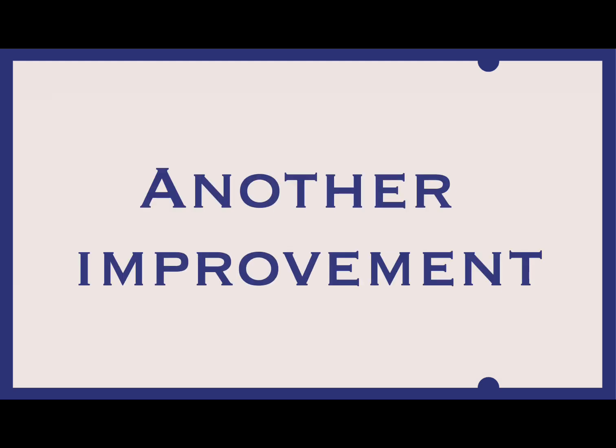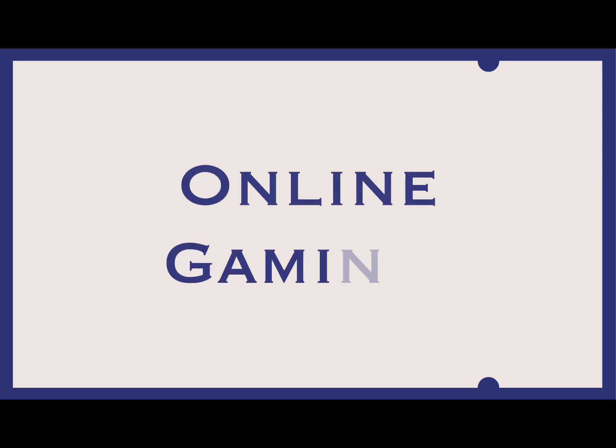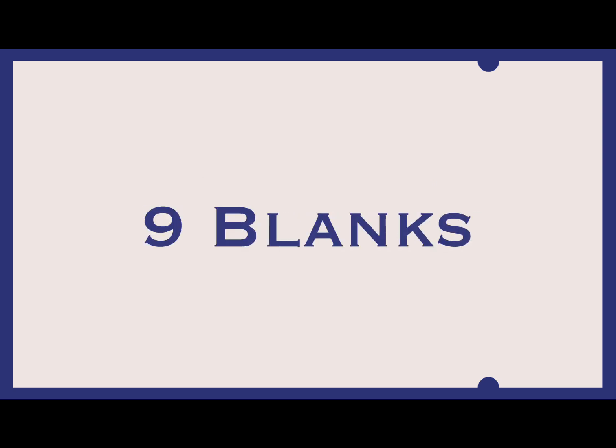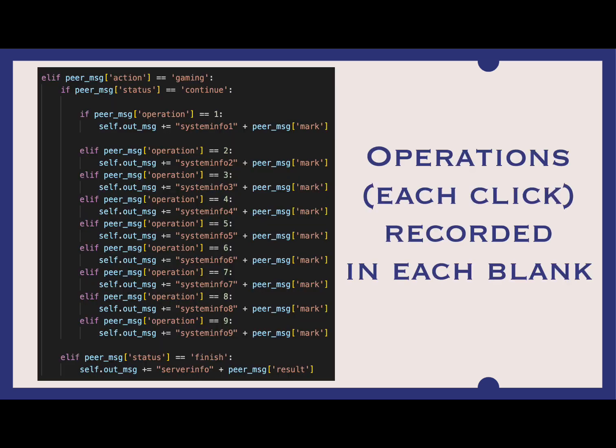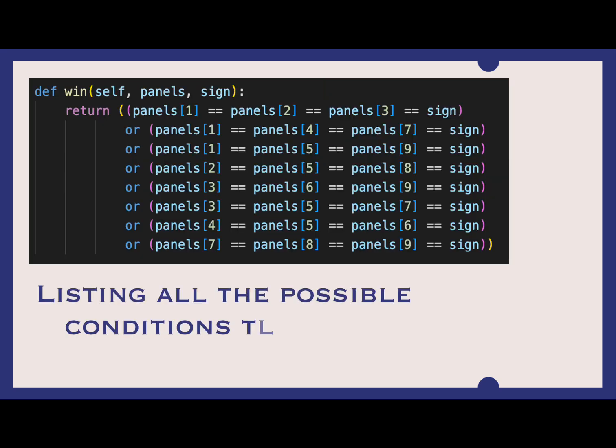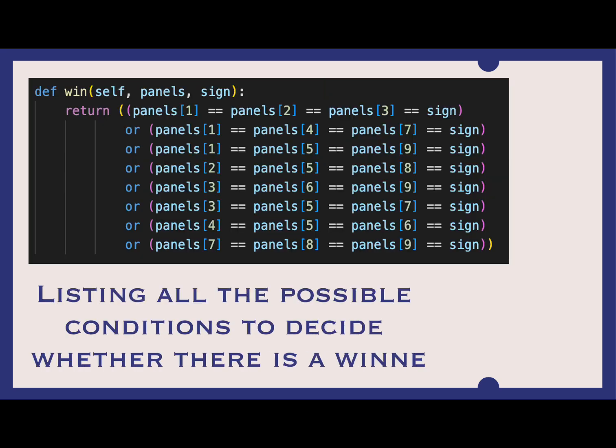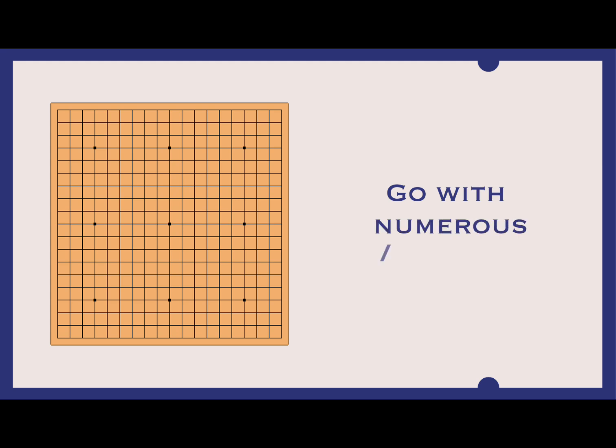The second thing we could do to make some improvement is online gaming. In our current gaming system, there are only 9 blanks, and the operations are recorded and marked with these blanks. In other words, for each operation, we list the condition of each blank, and the way we decide the outcome is to list all the outcomes where 3 the same signs are in a straight line. It could work with the tic-tac-toe with only 9 blanks. However, enumerating would not work for games like Go, which are far more complex.